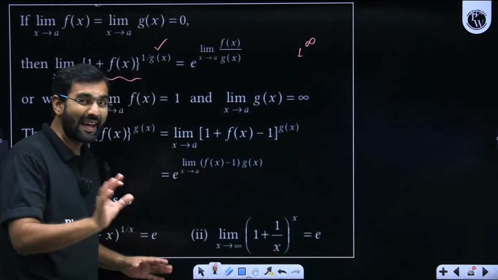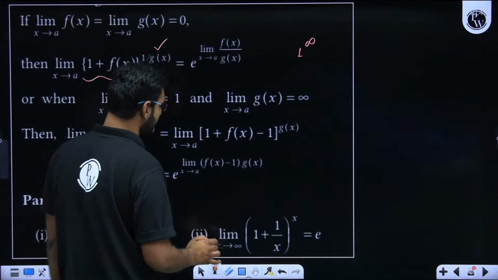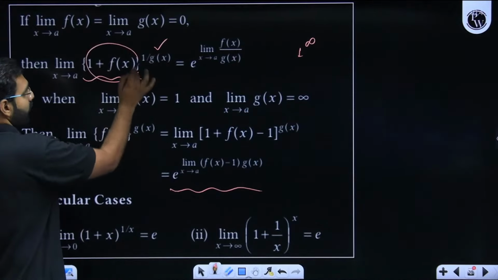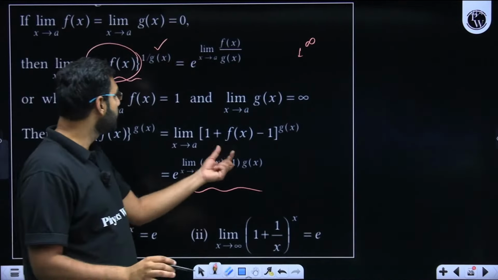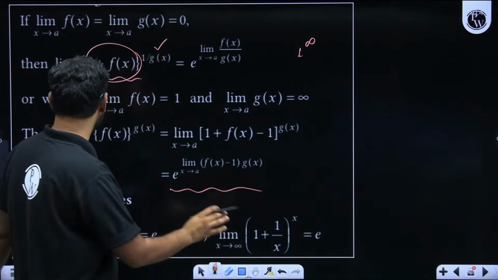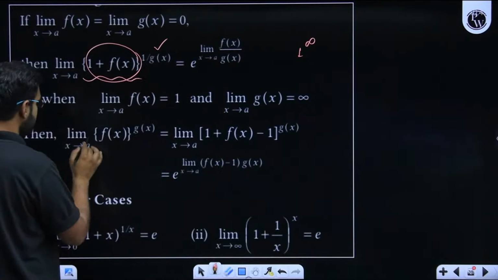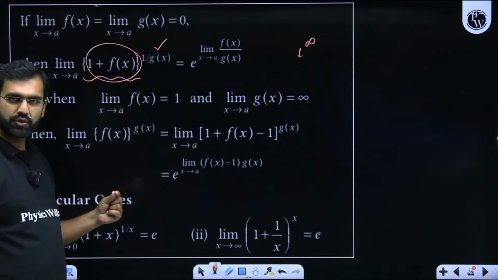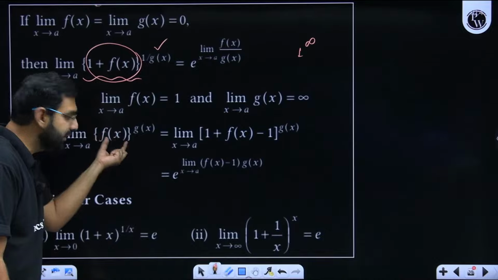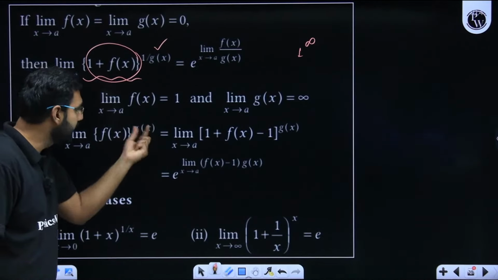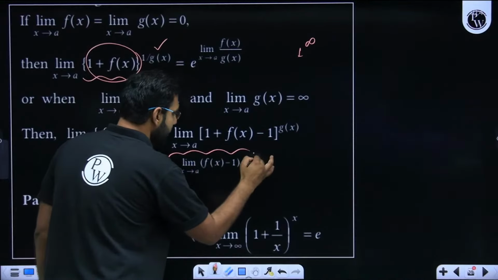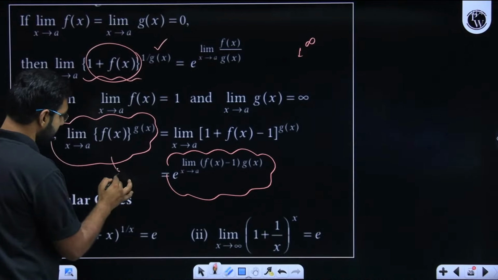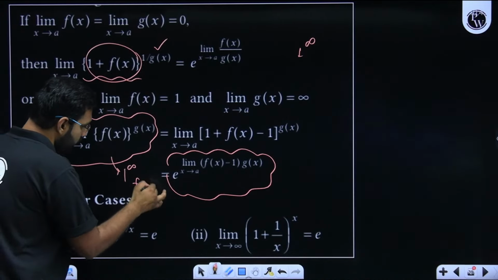The answer you can directly write as e to the power of the limit as x approaches a of ((1 plus f of x) minus 1, which is f of x) into 1 by g of x. This is the expansion of the result f of x to the power g of x, where the base is approaching 1 and the exponent is approaching infinity. So the answer is given by e to the power (f of x minus 1) into g of x. That will be your final answer, only and only if this is a 1 to the power infinity form. Then only it is applicable.